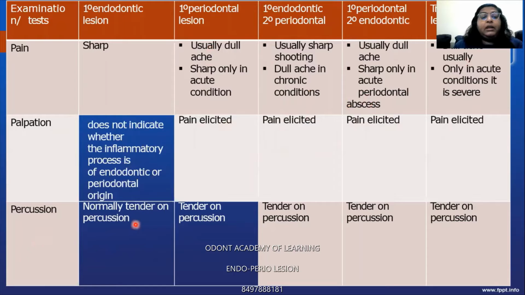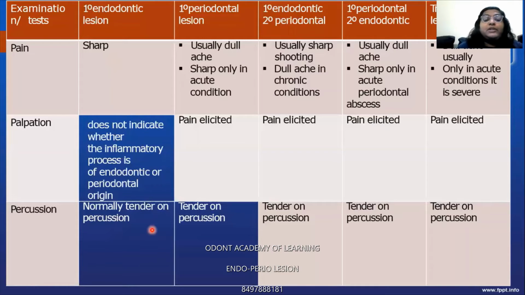Coming to percussion, in primary endo, it is normally tender on percussion, and in all other conditions, tenderness on percussion is elicited. Now, in primary endo, only if there is not even a little bit of infection in the periodontium, that means it is still in the pulpitis stage, it has not proceeded to the periapex and become apical periodontitis. It is still in the acute or chronic pulpitis stage. In such a situation, usually tenderness will not be elicited, or it will be very mild. But if it has gone to the periapex, definitely there will be tenderness on percussion.